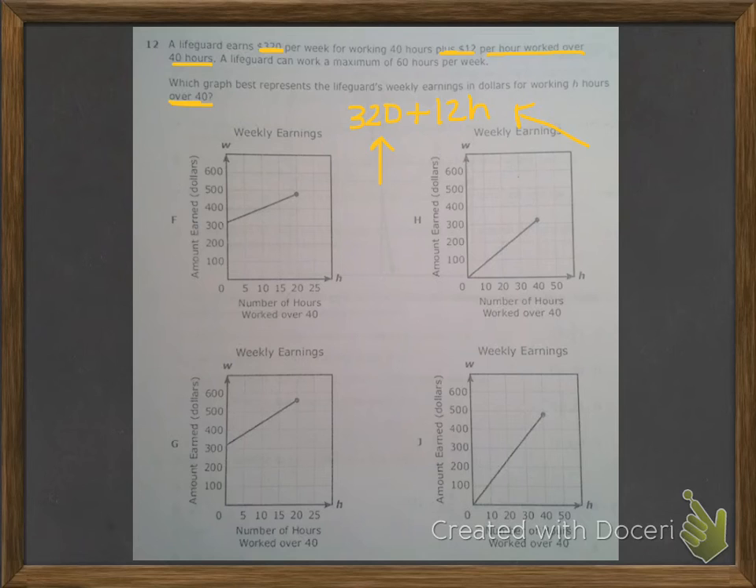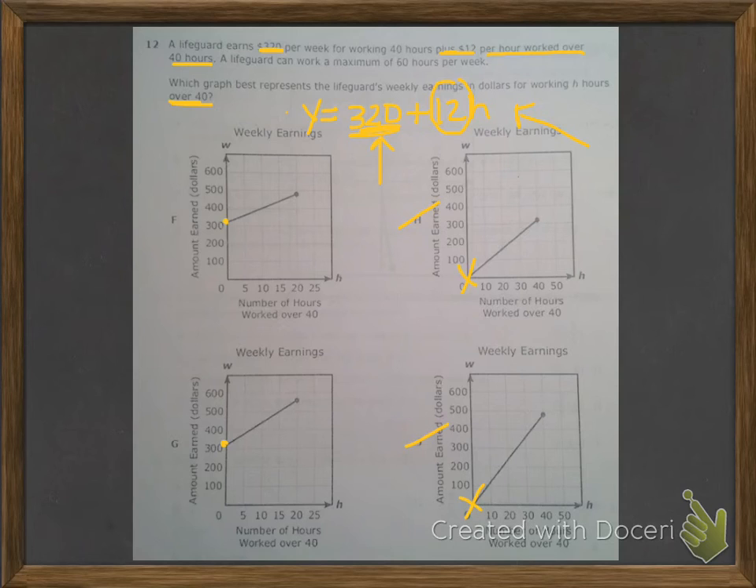Okay, so if I put a y here, then I kind of have my equation. So it looks like my slope is 12. My y-intercept is 320. So that's kind of what I'm looking for here. I'm looking for a y-intercept of 320. That looks like F and G. H's y-intercept and J's y-intercept is at 0, so I'm going to eliminate those two.